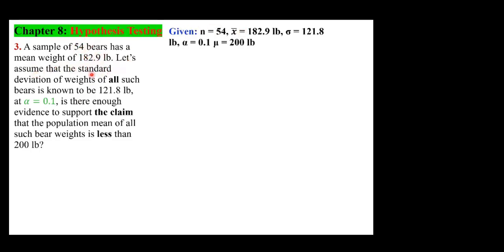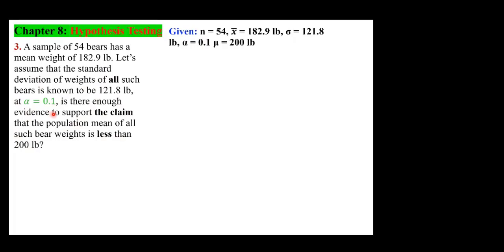Now let's assume that the standard deviation for all, that means this number is sigma, all. Pay attention, somehow all is implied, either explicitly or implicitly. So sigma is 121.8, alpha is 0.1, and we are testing this claim, therefore mu is 200 pounds. Be very careful as you write those. By the way, most of the time, alpha is chosen as 0.05 out there. I want you to know that.